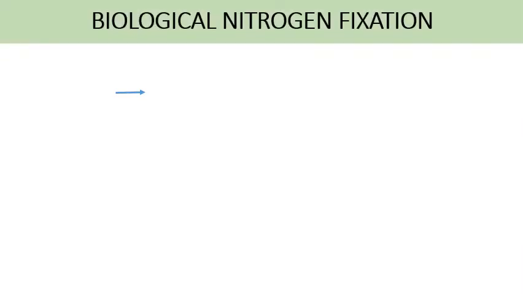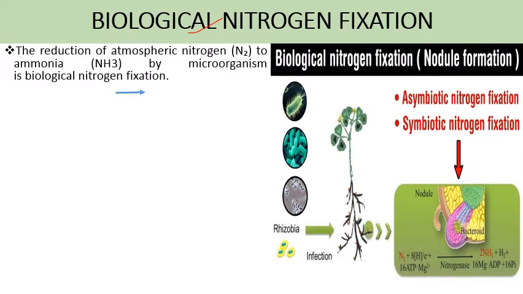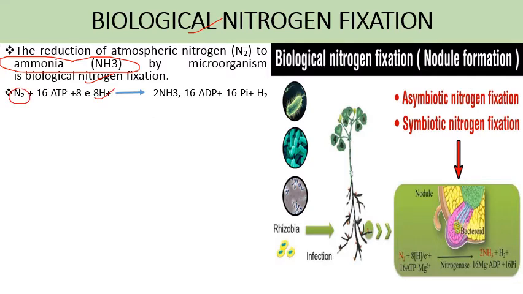Next, how does biological nitrogen fixation happen? The reduction of atmospheric nitrogen to ammonia, that is NH3, by microorganisms is known as biological nitrogen fixation. Here the molecular nitrogen combines with hydrogen in the presence of high energy molecules like ATP. 16 ATPs are used to form two molecules of ammonia, along with 16 ADP, 16 inorganic phosphate and hydrogen. So this is the chemical reaction involved in the fixation of atmospheric nitrogen into ammonia.